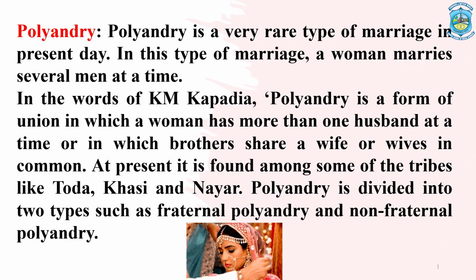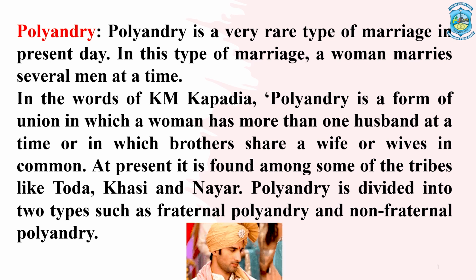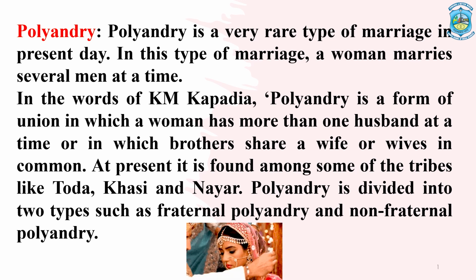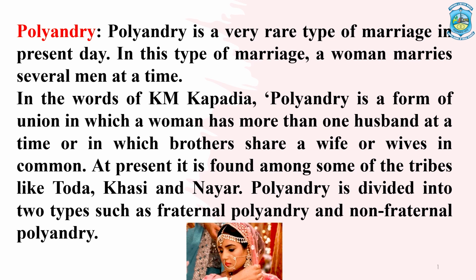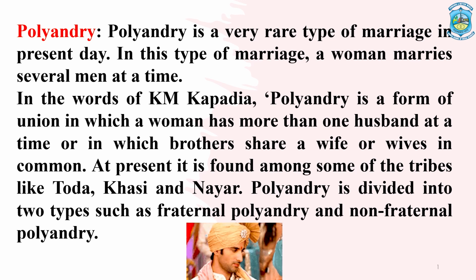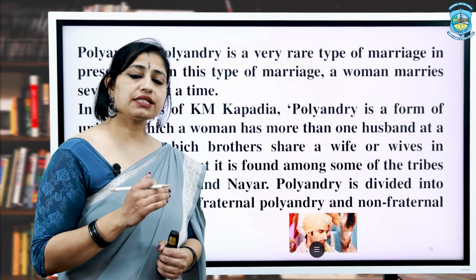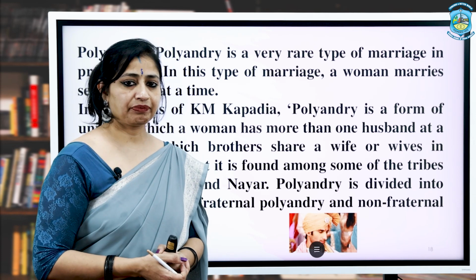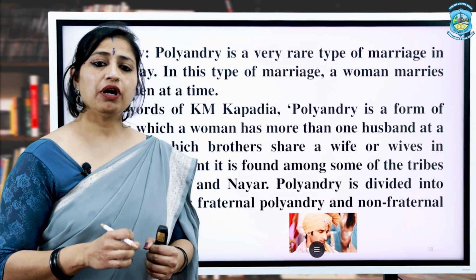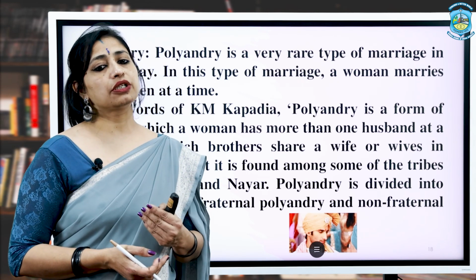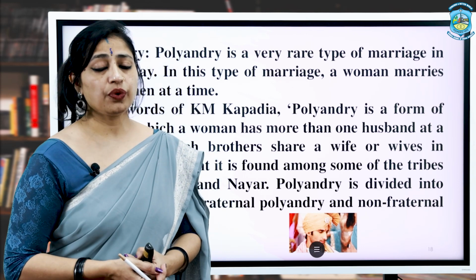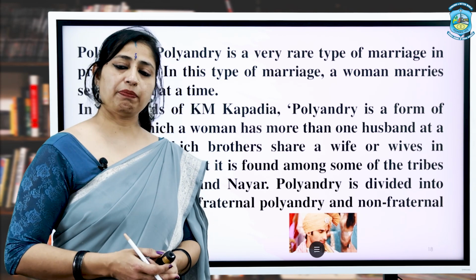Let's see what is polyandry. Polyandry is a very rare type of marriage in the present or contemporary times. In this type of marriage, a woman marries several men at a time. As per K.M. Kapadia, polyandry is the form of union in which a woman has more than one husband at a time, or in which brothers share a common wife or wives among them. At present, this particular type of polyandry is found among the Toda tribe, Khasi and Nayars. Polyandry is further divided into fraternal polyandry and non-fraternal polyandry.